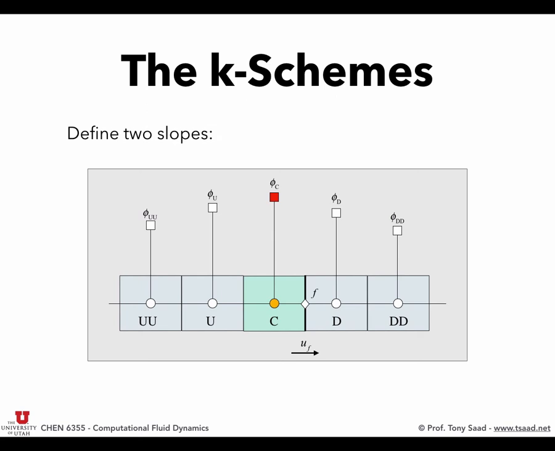So the K-schemes kind of do that for us. So we're going to define 2 slopes. We're going to define an upwind slope, call it S minus, and that slope is going to be biased to the upwind direction. Okay? So it's going to take phi upwind, that's phi c, and phi far upwind, that's phi u. Okay? Maybe we should change the nomenclature and call this u and then uu. Maybe it's better that way. Anyway, so that's the upwind slope. And then we're going to pick a downwind slope, call it S plus. And that is going to connect phi upwind and phi downwind.